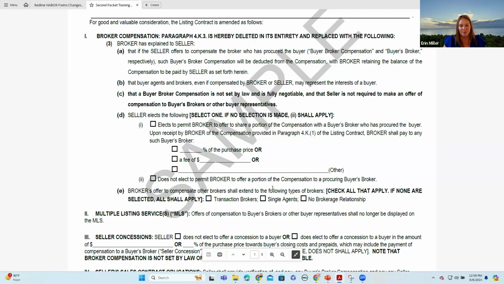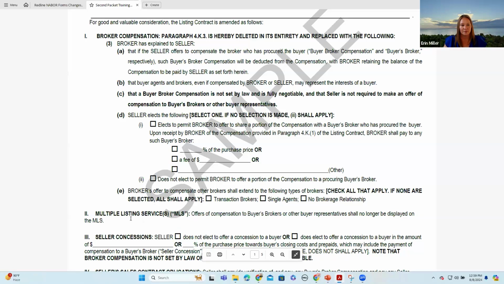All right, subparagraph 1.3e. Brokers offer to compensate other brokers will extend to the following types of brokers. Again, you're checking all that apply, and if none are selected, then all will apply. This is where you get to check the box of the type of brokers that the seller's offer to compensate a buyer's broker if they have a transaction broker, single agent, or no brokerage relationship. That's subparagraph 1 in this amendment regarding compensation and concessions.